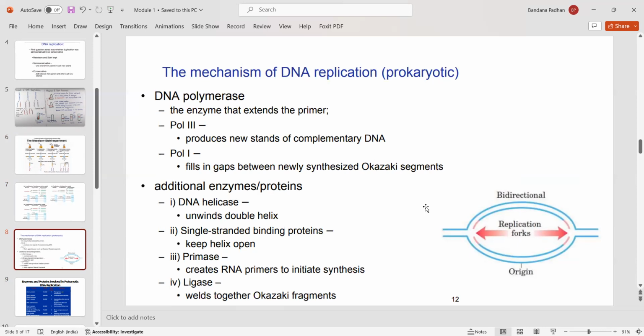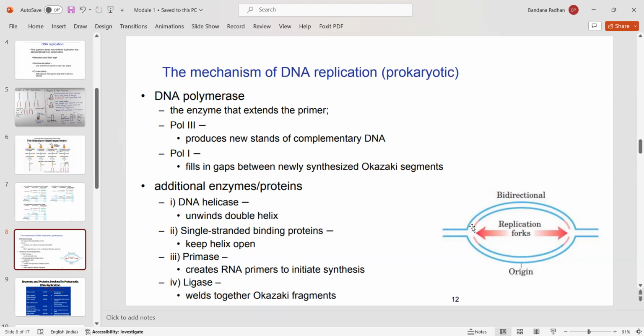So let's discuss the mechanism and the overall enzymes and proteins used in the DNA replication process. As DNA replication is always semi-conservative, it is bidirectional in the case of prokaryotes, and it is semi-continuous. Why is it semi-continuous? Because there will be synthesis of a continuous strand and a discontinuous strand. That's why it is semi-continuous in nature.